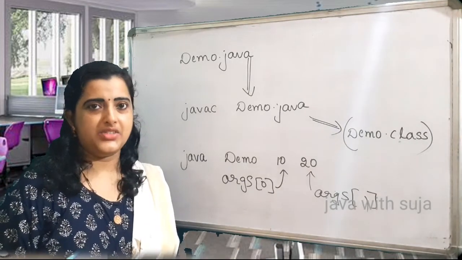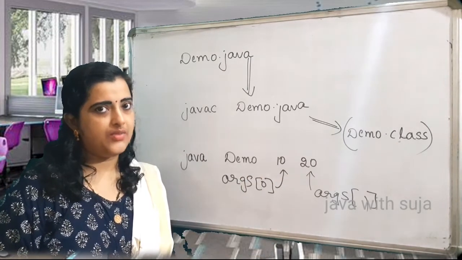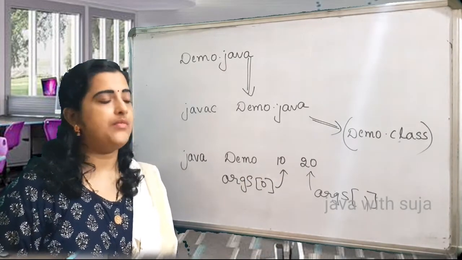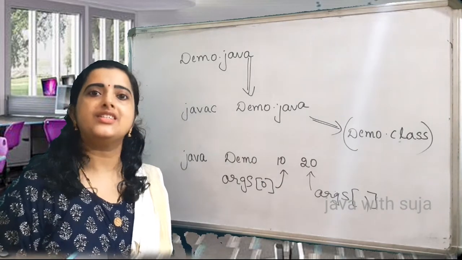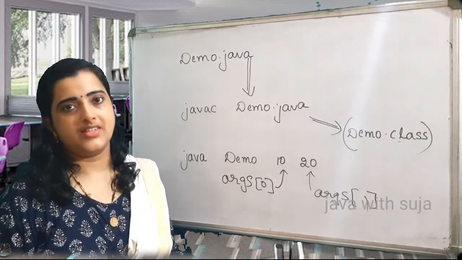So here is my conclusion. Even though we have passed 10 and 20 as a string argument, inside our program these string arguments will get converted into integer due to the use of Integer.parseInt function.